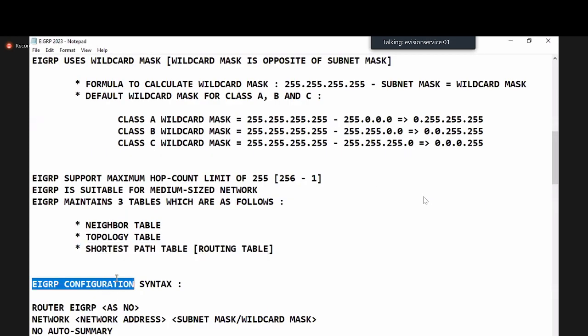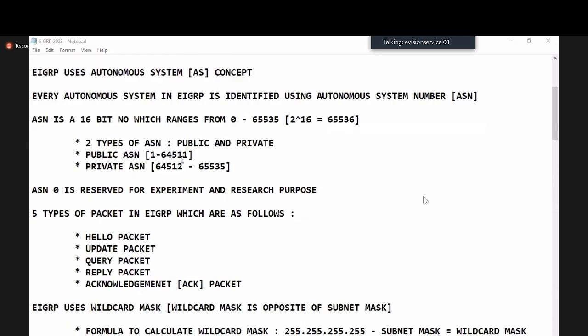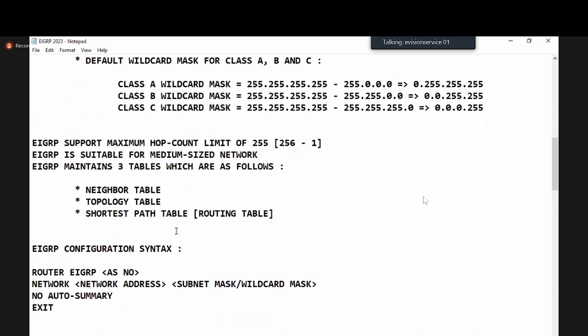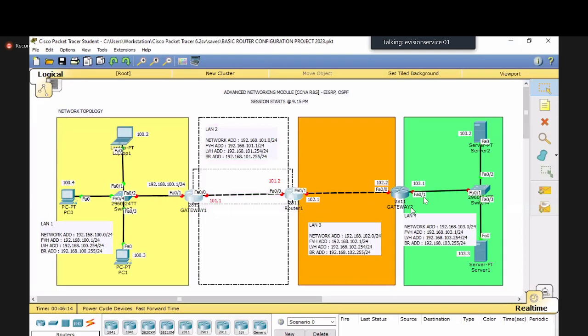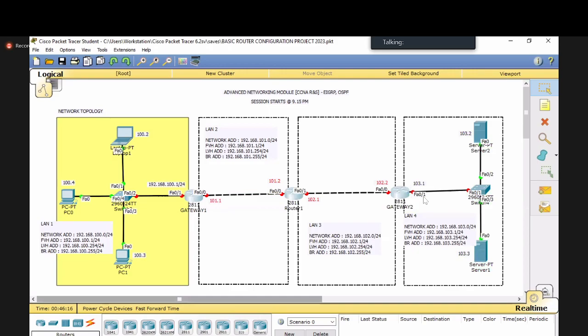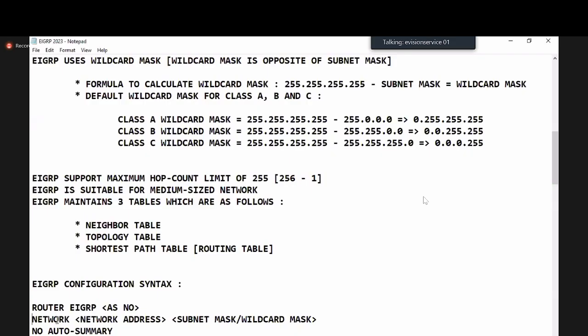Configuration of EIGRP is very simple. First of all, you say router EIGRP command and the autonomous system number. So you can take any autonomous system number from public range, private range, but make sure that whatever number you are using, that number you have to configure in all the routers. Okay, मतलब गेटवे 1 पे भी तुम्हें सेम नंबर कॉन्फ़िगर करना है, राउटर 1 पे भी, गेटवे 2 पे भी. Then you have these network commands.